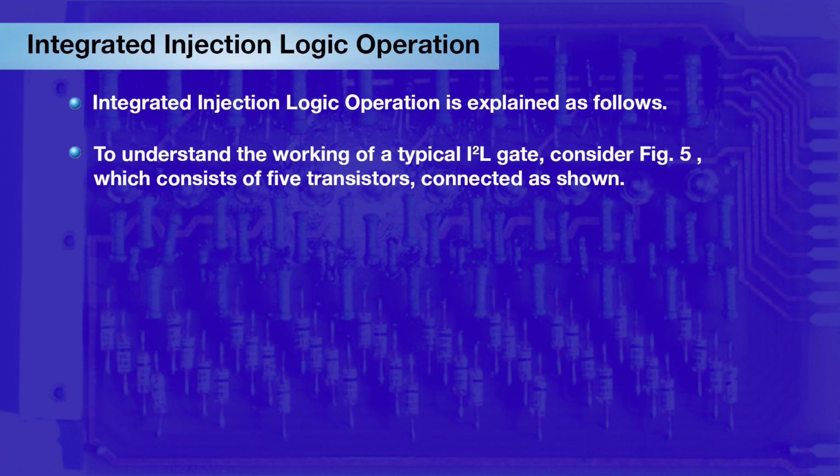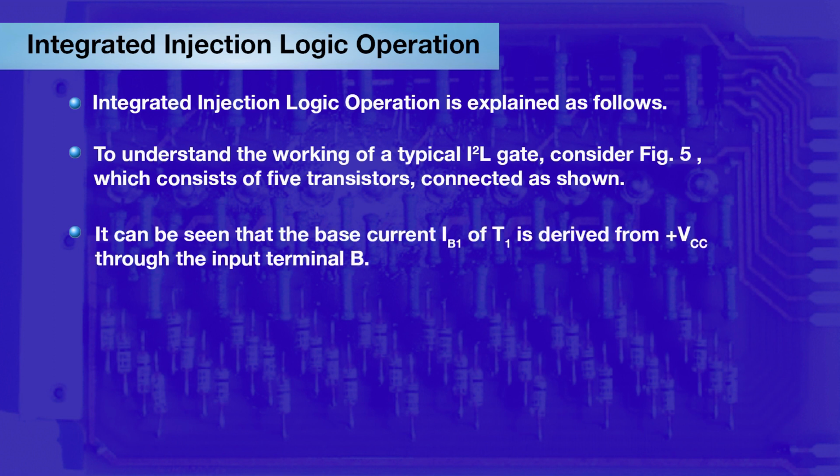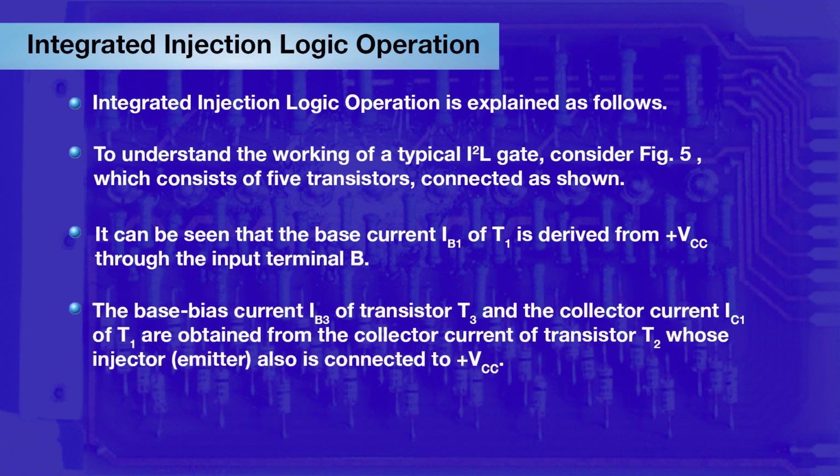To understand the working of a typical I2L gate, consider figure 5, which consists of 5 transistors connected as shown. It can be seen that the base current IB1 of T1 is derived from VCC through the input terminal B. The base bias current IB3 of transistor T3 and the collector current IC1 of T1 are obtained from the collector current of transistor T2, whose emitter is also connected to VCC.